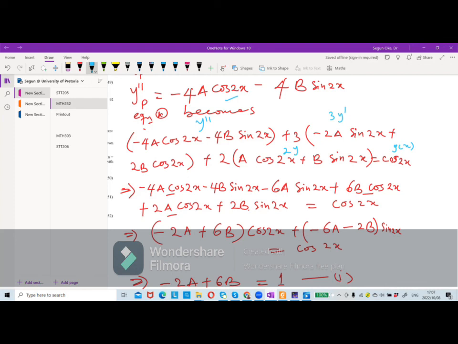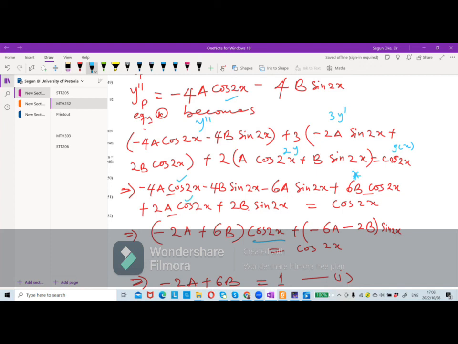So at the end of the day, when you open the bracket, all those that have cos 2x, let's mark them together. This has a cos 2x, this also has cos 2x. For negative 4a cos 2x plus 2a cos 2x will give us negative 2a. Plus, let's look at another cos 2x, yes, another 6b is here. So we'll take 6b here, then factorize cos 2x out.